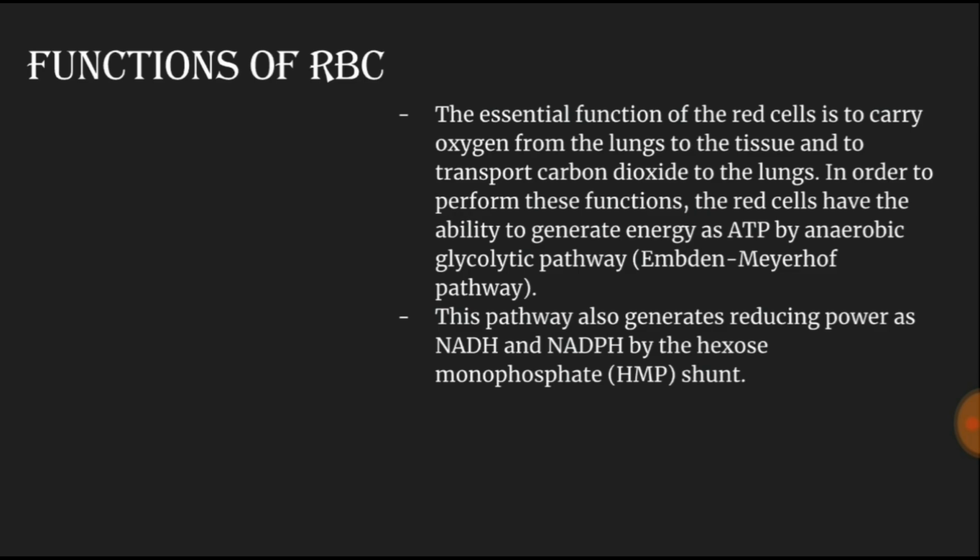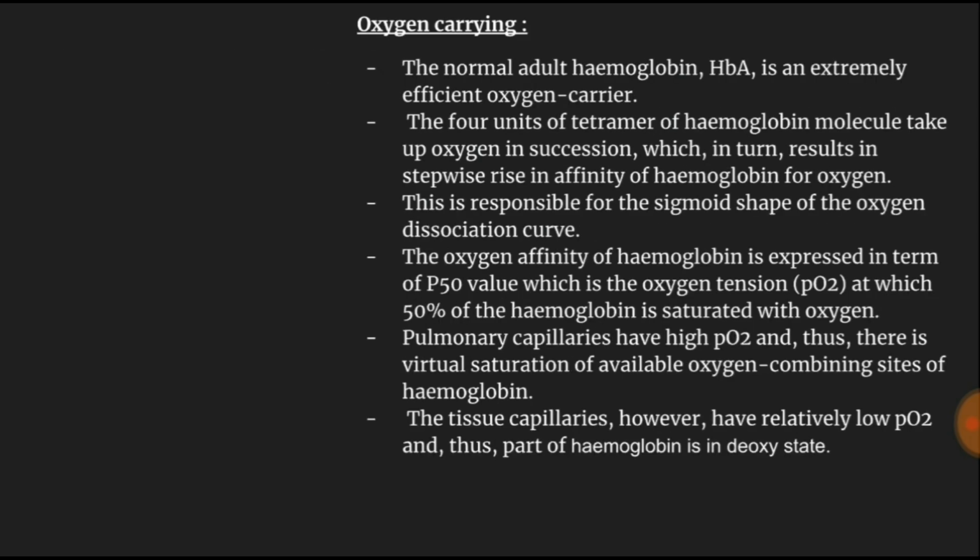So this pathway will reduce the power of NADH and NADPH by the hexose monophosphate shunt. So that is a pathway that describes the function of RBC. Now the oxygen carrying capacity is one of the functions of RBCs.